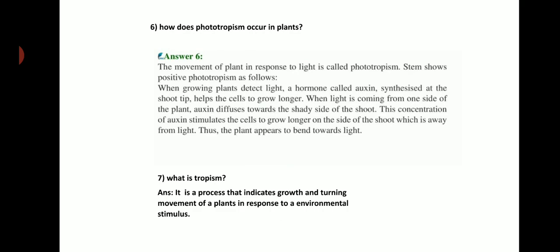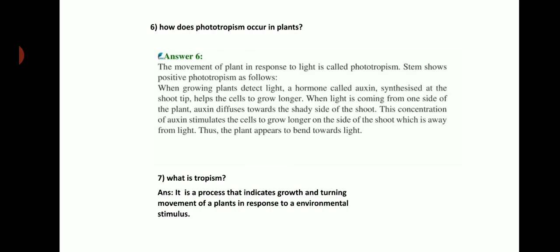So this is the exercise question answers I am discussing here. So again, what is phototropism? It is the movement of plant towards light. Okay, so I'll read the answer. The movement of plant in response to light is called phototropism. Stem shows positive phototropism as follows. Remember, the stem moves towards the direction of light, whereas the root moves towards the earth or water, right? It is also called geotropism, movement towards the earth.